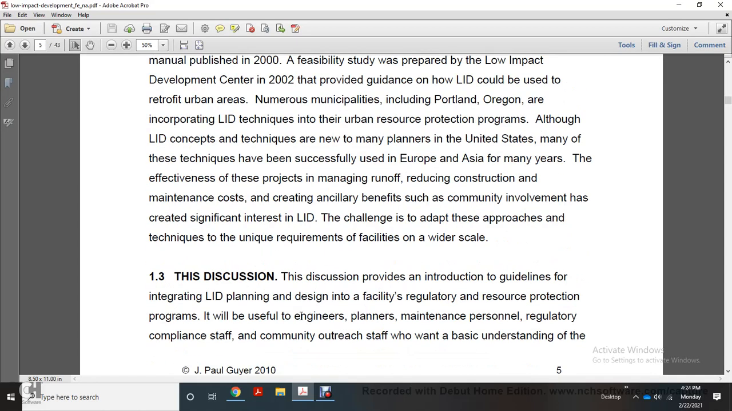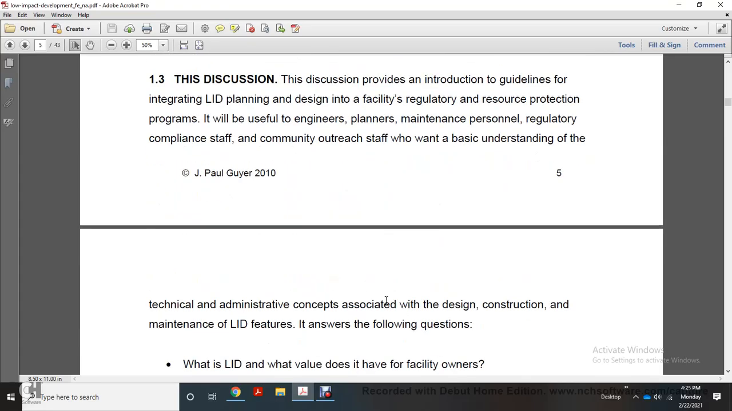The discussion provides an introduction and guideline for integrating low impact development into the planning and design of facilities and regulatory resource protection programs. It is useful for engineers, planners, maintenance personnel, regulatory compliance staff, and community outreach staff who want a basic understanding of the technical and administrative concepts associated with the design, construction, and maintenance of low impact development features.